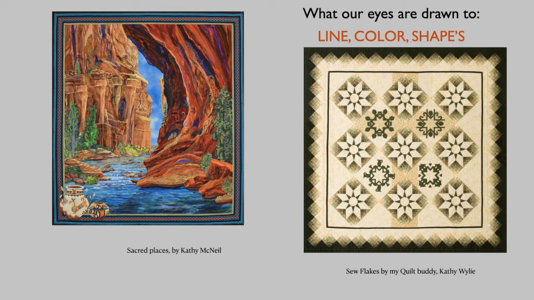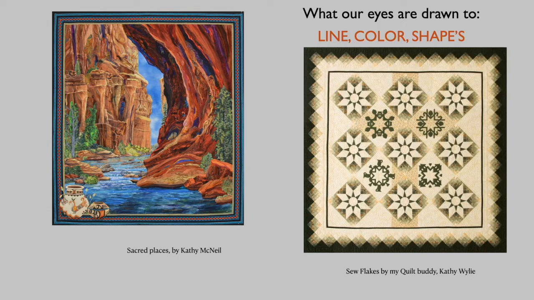Notice the interesting diagonal line created by the blocks on point in my friend Kathy Wiley's snowflake quilt. See those squares on point? They are also filled with really interesting star and paper cut shapes. The colors are complementary, and her use of value really makes the blocks pop away from the background.